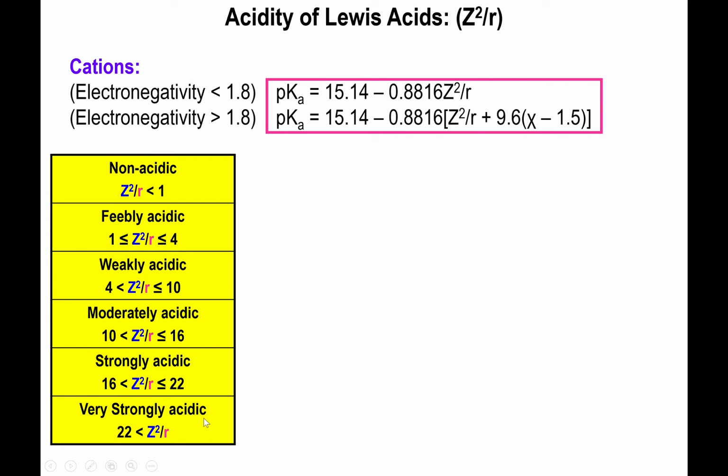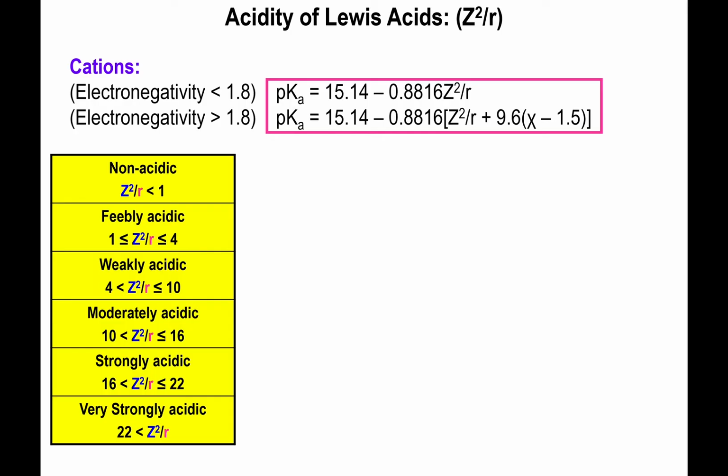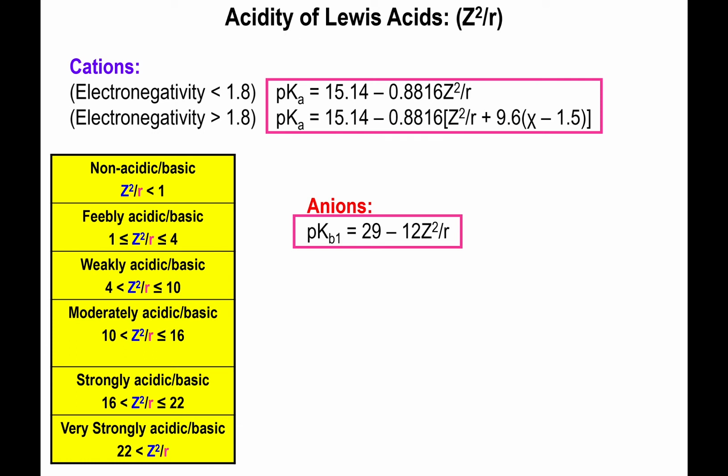And then there are the ones that are very strongly acidic, values that are higher than 22. And those ones in general will be light elements or even bigger elements that have oxidation states that are 5, 6, 7 plus in general. Alright, so let's see exactly how this plays out.